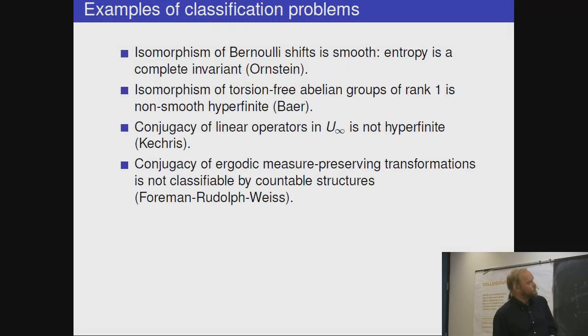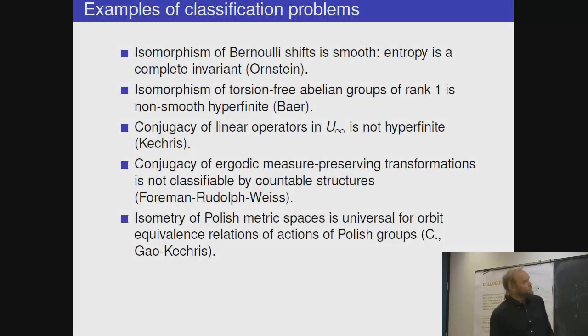So let me just put these all up. Here's some examples. A result of Ornstein is that Bernoulli shifts can actually be classified by the entropy. The entropy, again, can be computed in a Borel way, so that's a smooth equivalence relation. Torsion-free abelian groups of rank 1 is non-smooth, but it's hyperfinite. Sort of a group theoretic classification of this, if you look at what it says from a descriptive set theory standpoint, tells you that. Linear operators up to conjugacy is more complicated than E0. It's not hyperfinite. Conjugacy of ergodic measure preserving transformations is even more complicated. It's not even classifiable by countable algebraic structures.